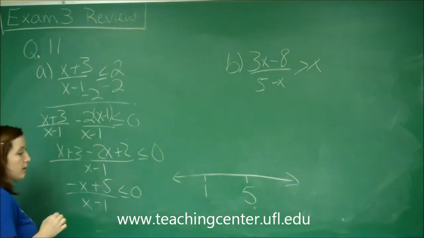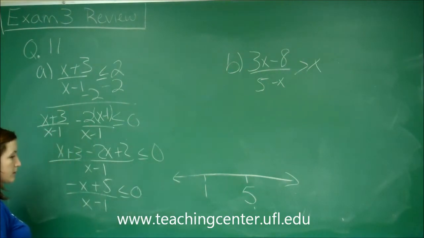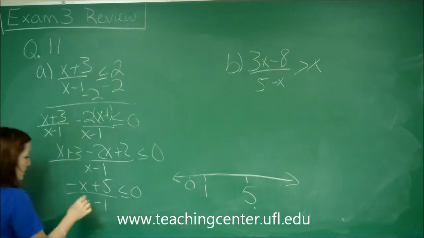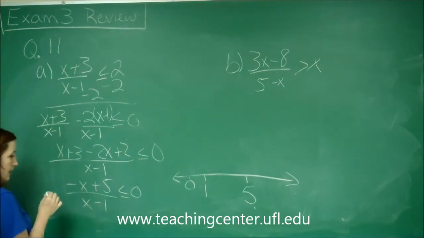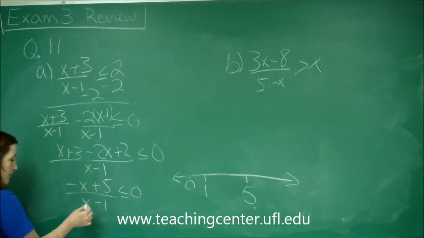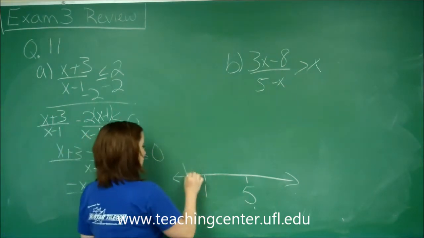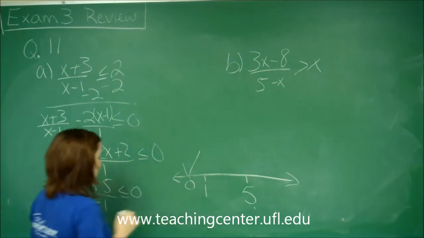So what I'm going to do now is pick values in between those numbers to see which intervals I'm picking and which intervals I'm excluding. So if I test the value 0, I get 0 + 5 is 5 over 0 - 1, which is negative 1. So 5 over negative 1 is negative 5. Is that less than or equal to 0? Well, yes, it is less than 0. So I do want the interval that is less than 1.